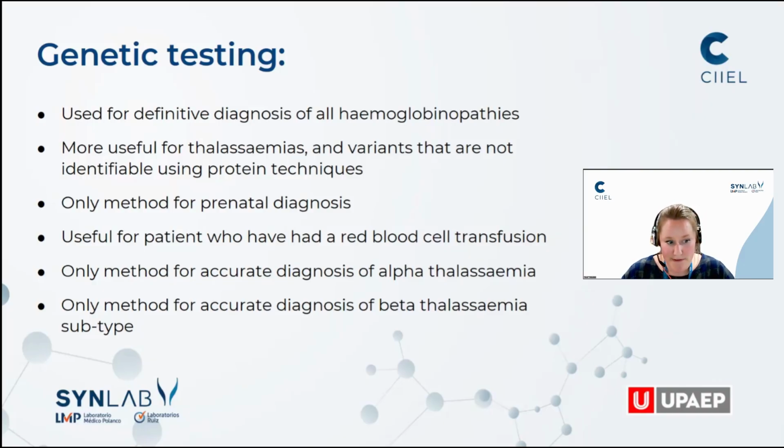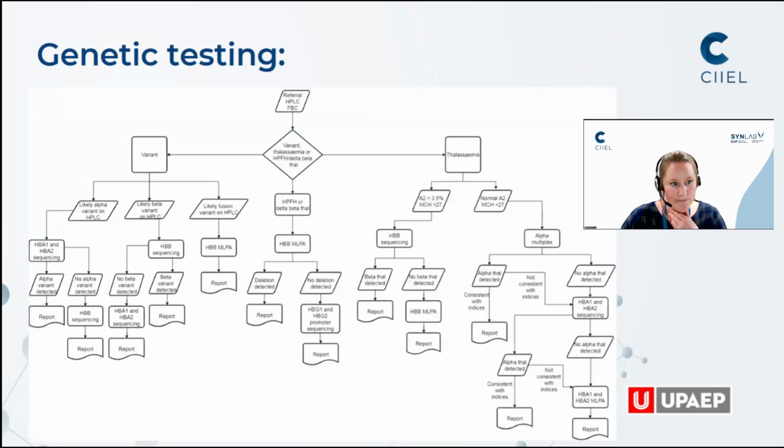It's the only method available for accurate diagnosis of alpha thalassemia, again, because of the huge amount of crossover between the different genotypes and the laboratory findings. And it's the only method for accurate diagnosis of beta thalassemia subtype. So that's really the level of reduction that you would expect in the beta globin gene.